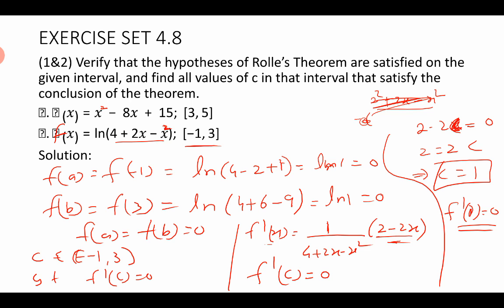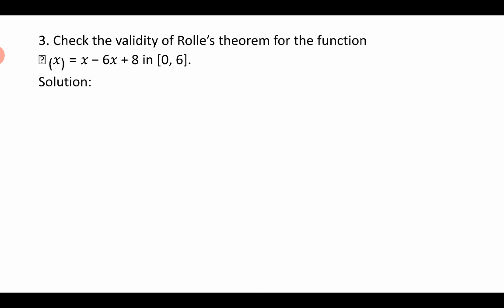Rolle's theorem is satisfied, right? Now another: check the validity of Rolle's theorem for the function. In this case, what is happening?